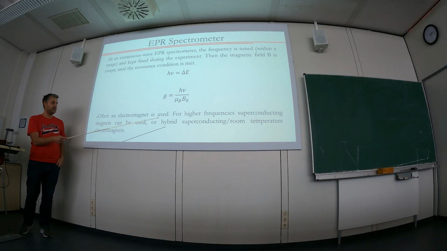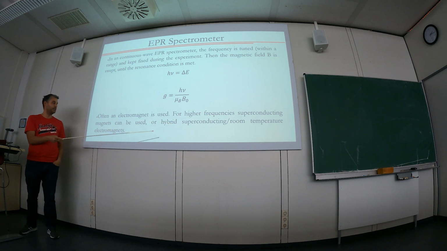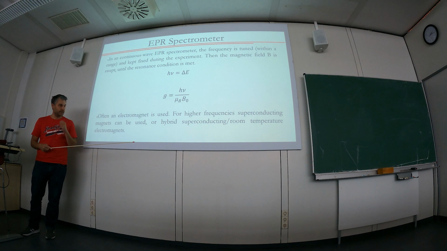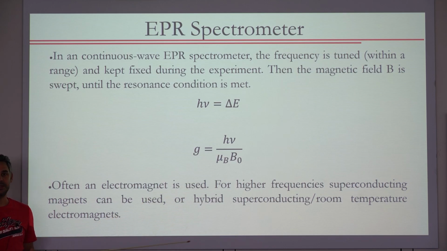For higher frequencies, I have seen that you can use hybrid superconducting and room temperature electromagnets. Those are superconducting magnets, but they can be swept, although more slowly. So that's if you go to frequencies that are 10 times higher, for example.